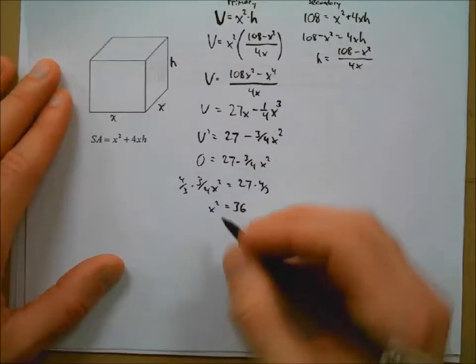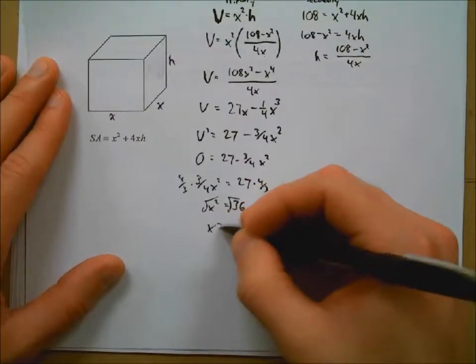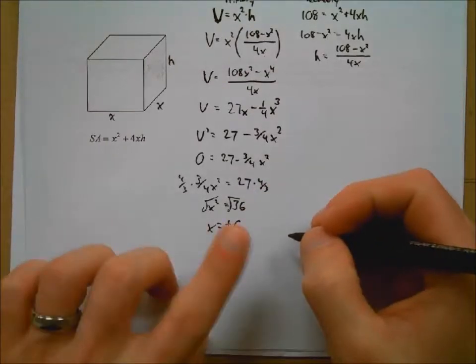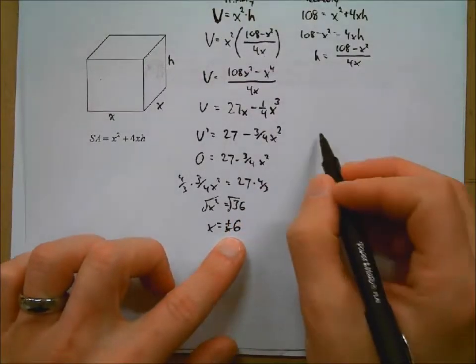And then square root both sides here. x equals plus or minus 6. So there are our critical points. Can we do anything about that plus or minus 6 though? Can we throw out one of those? Right, -6. In the context of the problem, it doesn't make sense for x to be 0, and it certainly doesn't make sense for x to be -6. How would you make a box with a -6 side length? So we're only going to worry about 6 then.